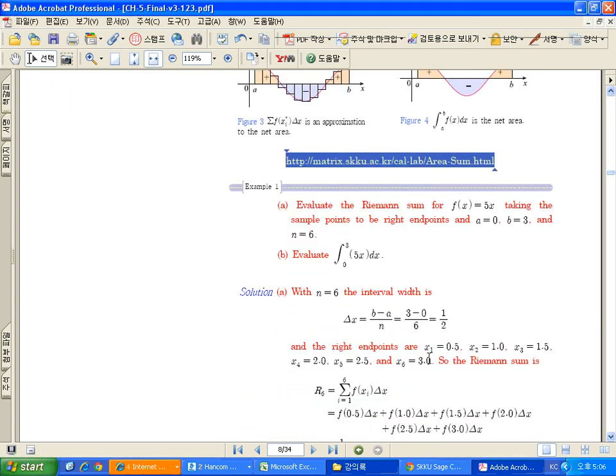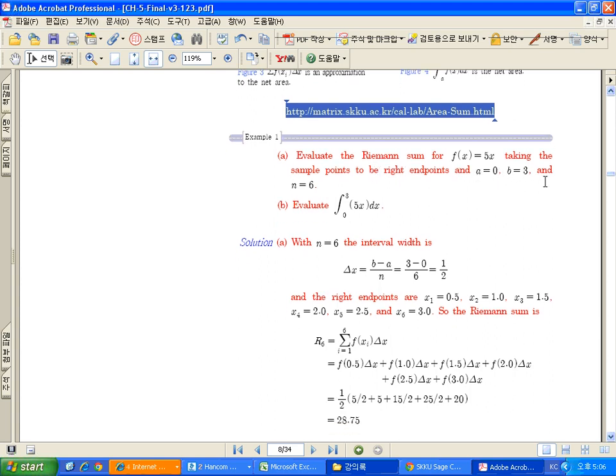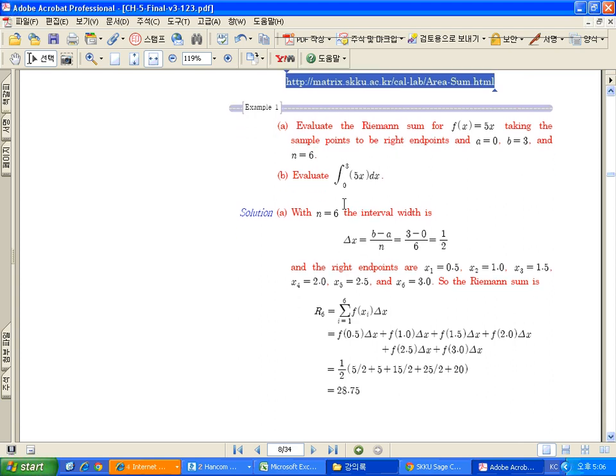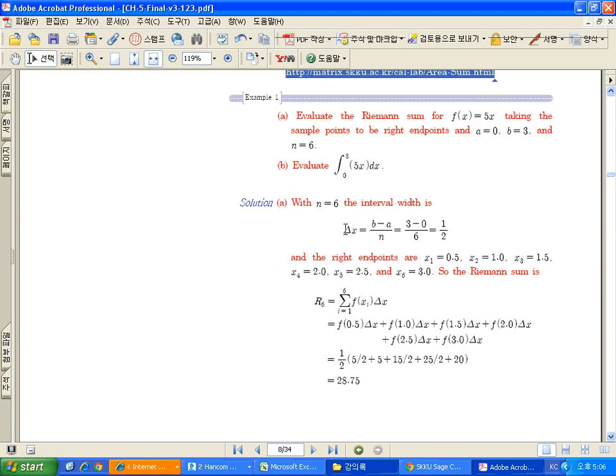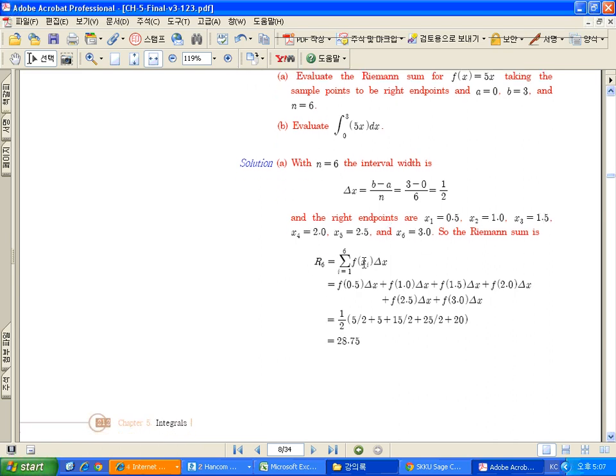So let's see example 1. Evaluate the Riemann sum for f of x equals 5, taking the sample points to be right endpoints, with a equal to 0, b equal to 3, and n equal to 6. How? With n equal to 6, delta x is equal to (b minus a) over n, so it's 1/2. And right endpoint means right-hand: 0.5, 1.0, 1.5, and so on up to 3.0. So the Riemann sum R6 is like this, and R6 can be found as 28.75.